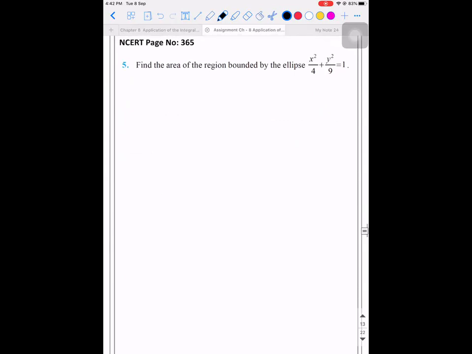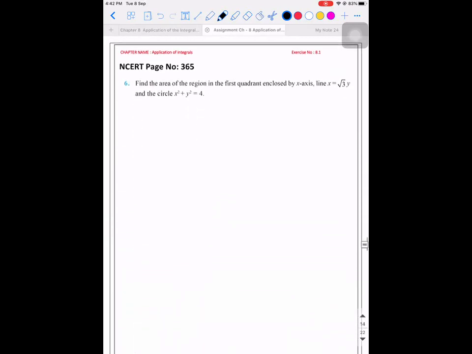Similarly, this also. What will be the answer? 6 pi. Pi into 2 into 3, 6 pi square units.